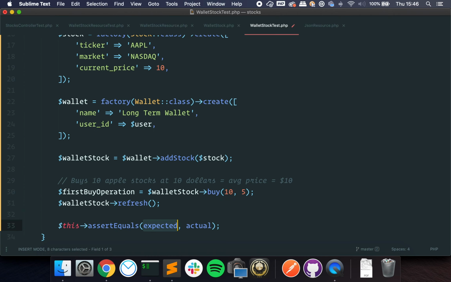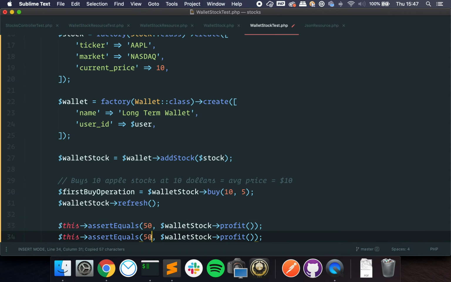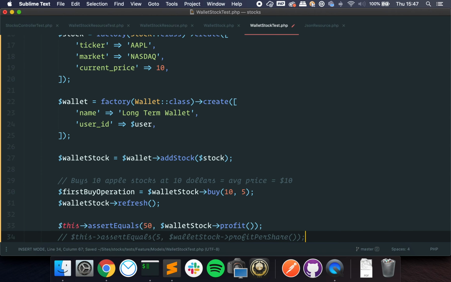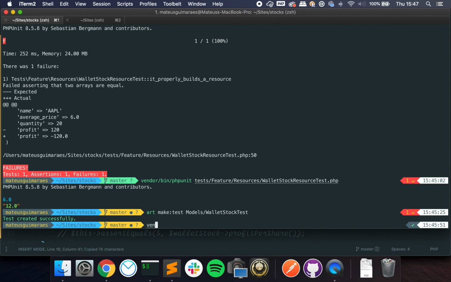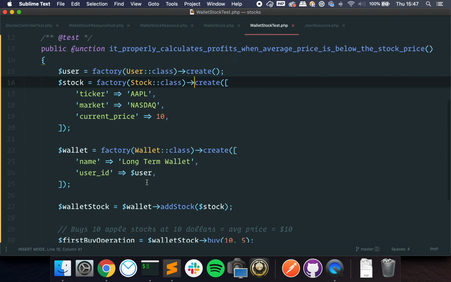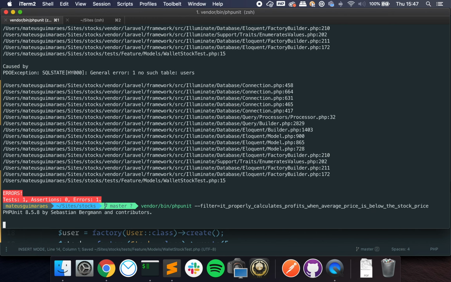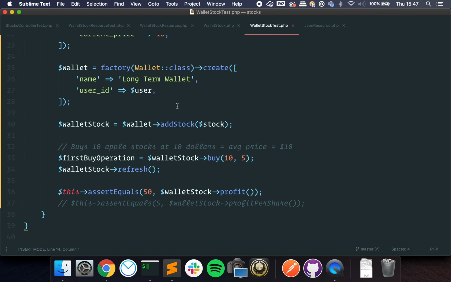So we gotta say that we should expect to see a $50 profit and a $5 profit per share. Let's comment this out for now. Let's run this test. When you have the test name, you can run PHPUnit filter. No such table. We forgot to add the use refresh database. Okay, so minus 50 does not match expected 50.